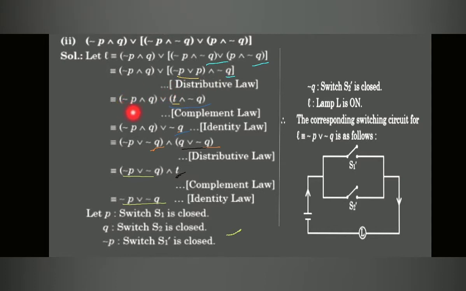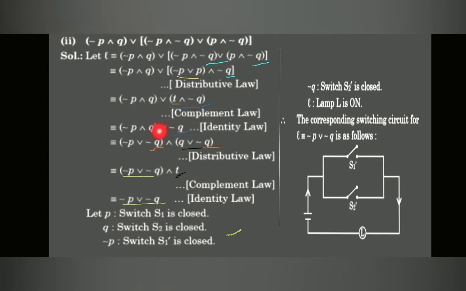Next, apply the complement law. Underline this bracket: ¬P ∨ P is T. This is the complement law. In general, ¬P ∨ P is capital T, or also small t. Apply this law to this bracket and write T and ¬Q.